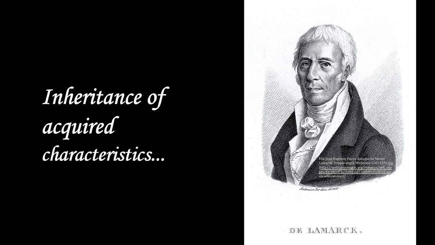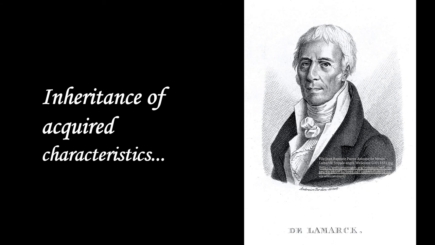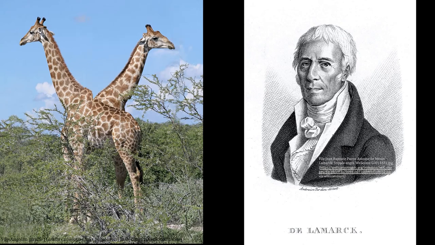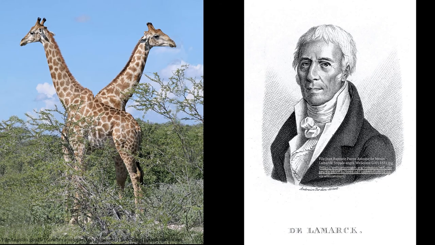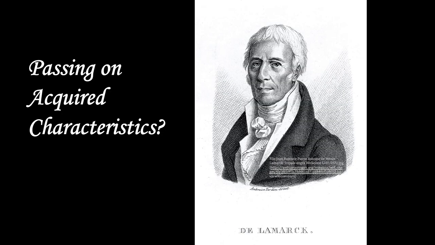theory on evolution, which is often summarized as the inheritance of acquired characteristics or the use or disuse theory. For example, a giraffe stretching its neck its whole life would end up with a longer neck. And then when it reproduced, it would pass on this longer neck to the baby giraffes, thereby passing on the acquired traits to its offspring.